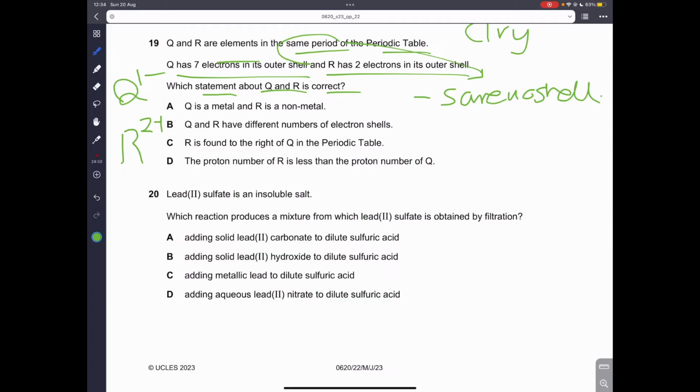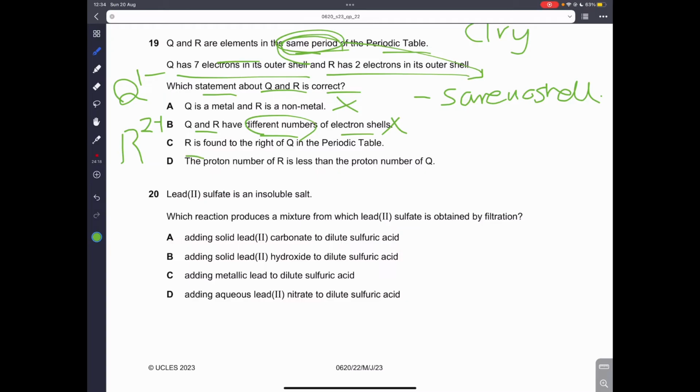Q is a metal and R is a non-metal. This is completely false because we cannot know that. Q and R have different numbers of electron shells. Different numbers of electron shells is wrong because it literally says in the question they are in the same period.